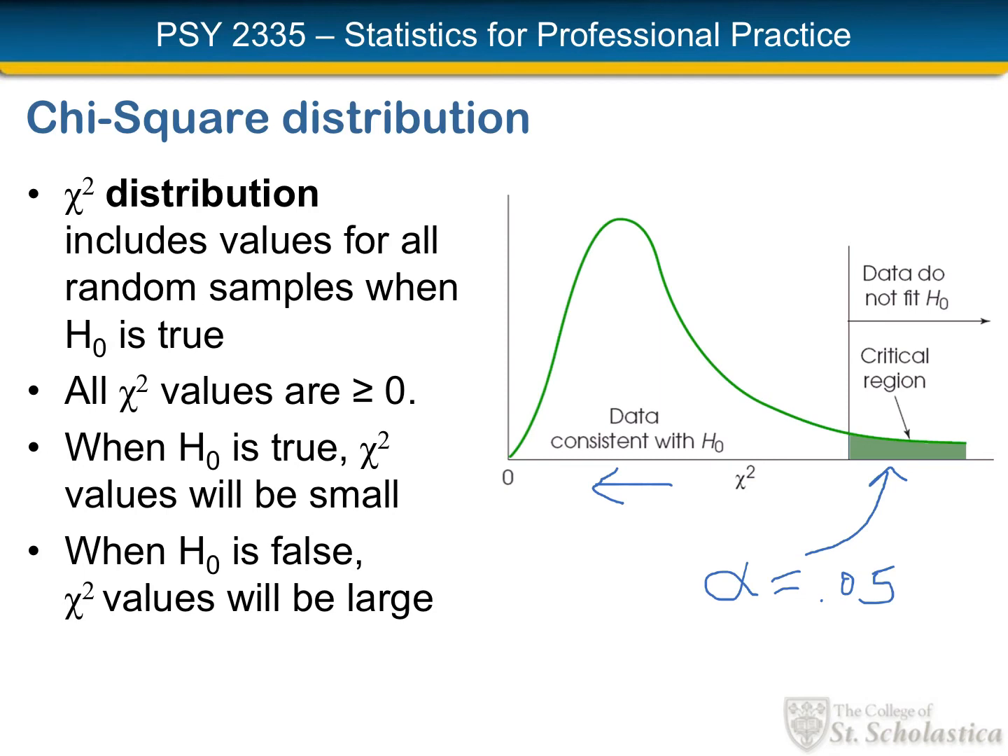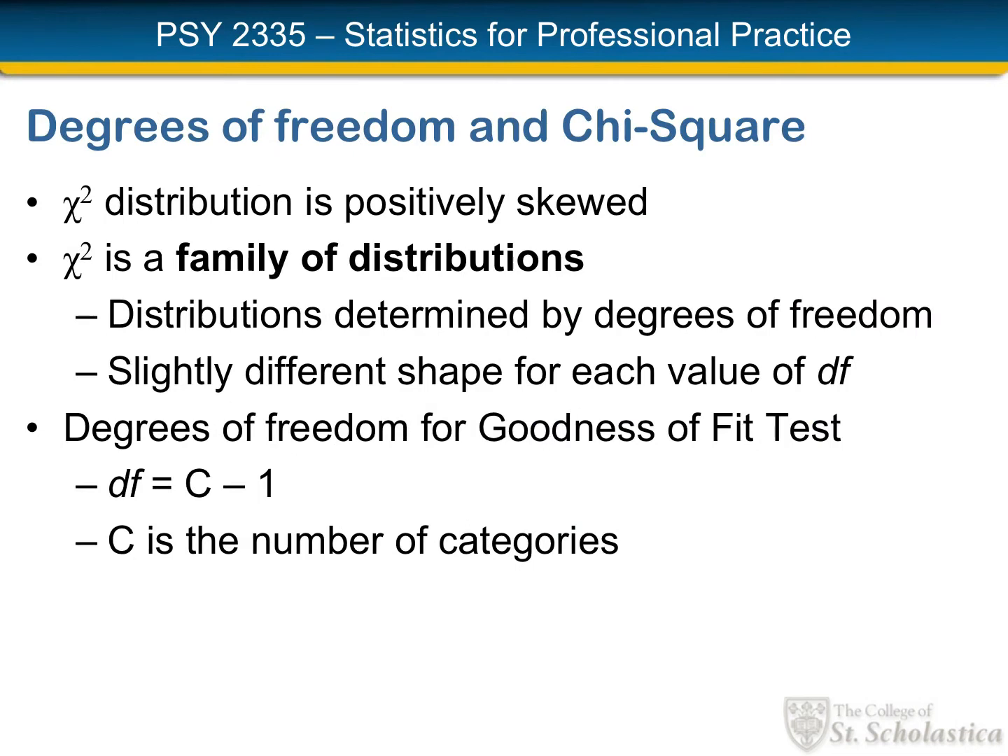But if my chi-square value is large, it means that the expected values were quite different from the observed values, and in that situation I would get a chi-square that fell into my rejection region. So in fact, our chi-square distribution is positively skewed, as you just saw, and it is a family of distributions, the same way that our F and our T distributions are. They have the same shape, but it moves slightly to the right according to the degrees of freedom.